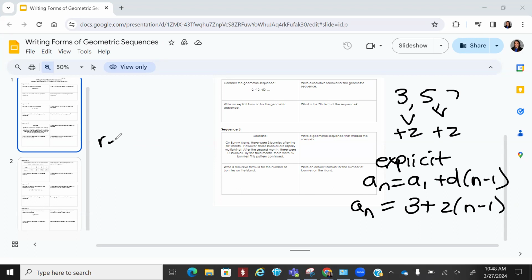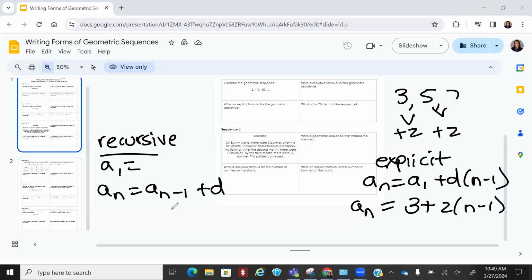Okay. Recursive. We're going to write down the formula. We're going to say a sub 1 equals, and a sub n equals a sub n minus 1 plus d. What is a sub 1? 3. What's your difference? What are you adding? That's it.